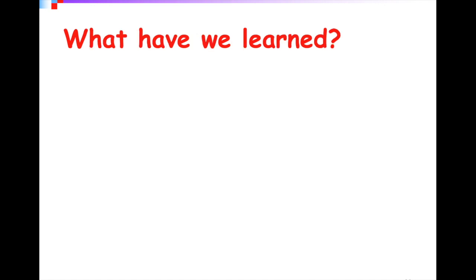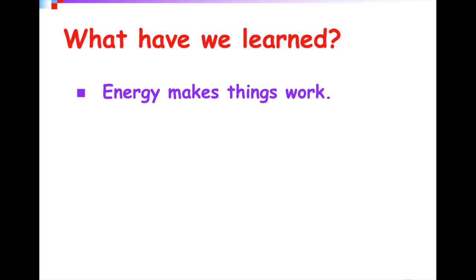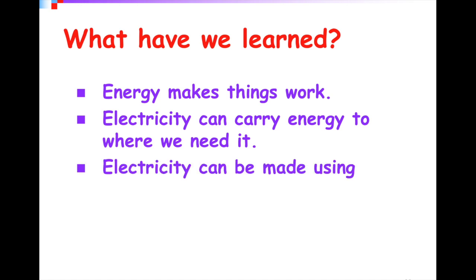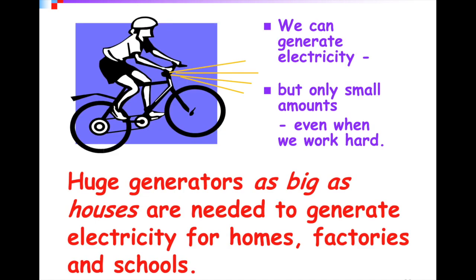What have we learned? We learned that energy makes things work. We know electricity can carry energy to where we need it. Electricity can be made using a battery or a generator. We can generate electricity, but only a small amount, even when we work hard. Huge generators as big as houses are needed to generate electricity for homes, factories, and schools.